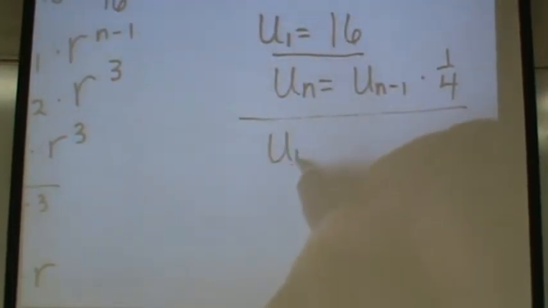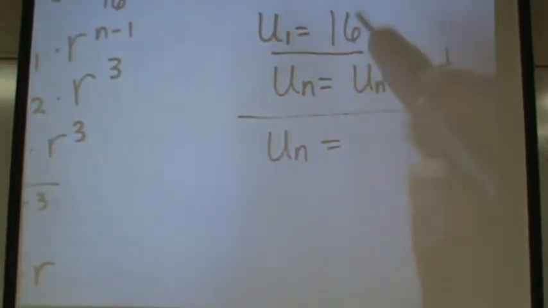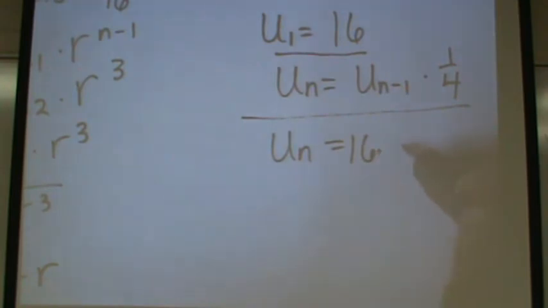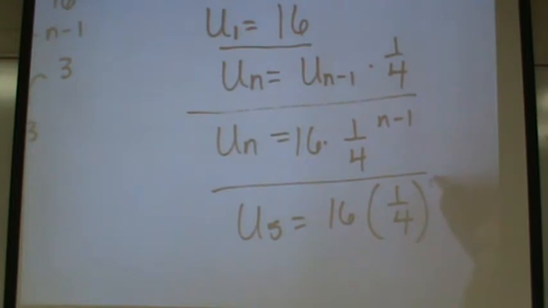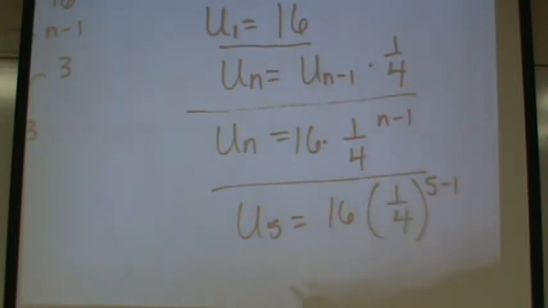Explicit, U sub n is the first term, which we said is 16, times the R value, 1/4, to the n minus 1. And then how do you find the fifth term? 16 times 1/4 to the 5 minus 1 power. And that would be U sub 5 is 1/16.